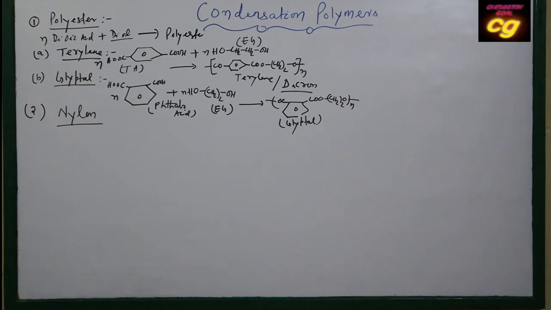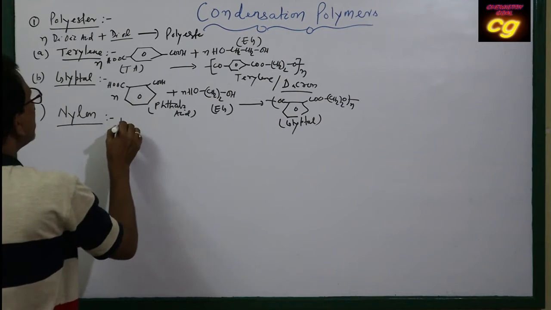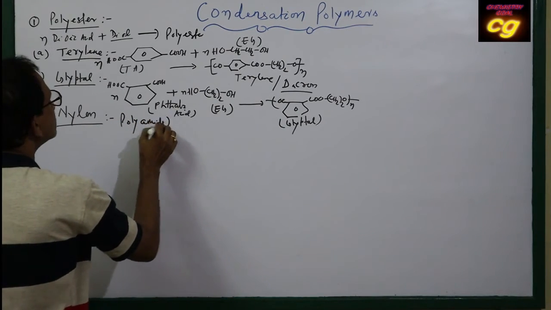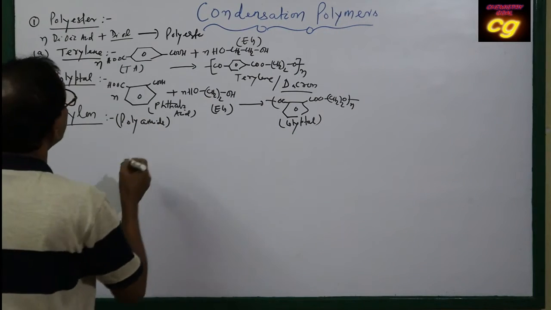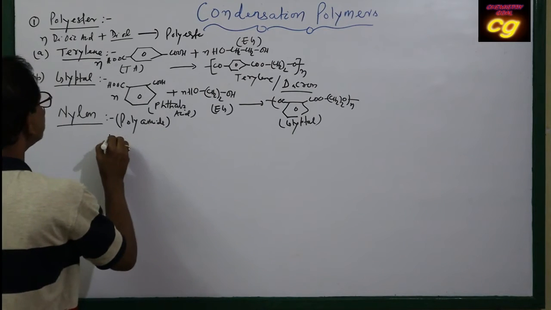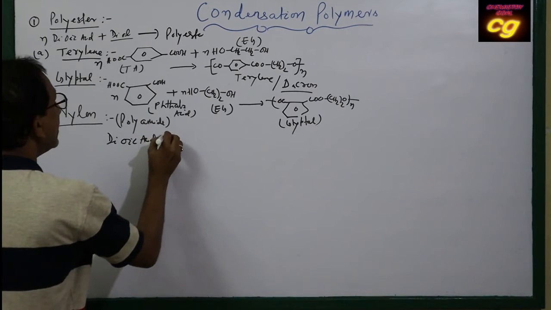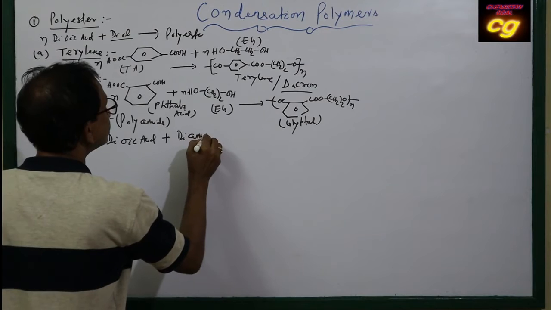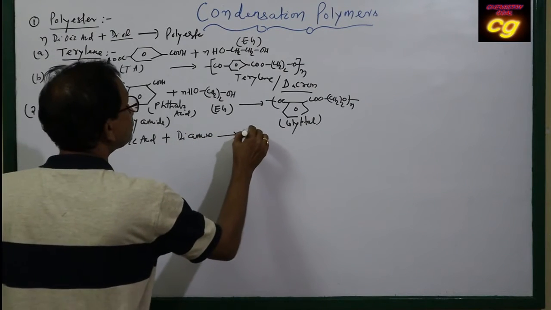Nylon is also a condensation polymer. Nylon is generally produced, and it is also called polyamide. How is polyamide produced? By the combination of a dioic acid and diamine. Both combined produce nylon.